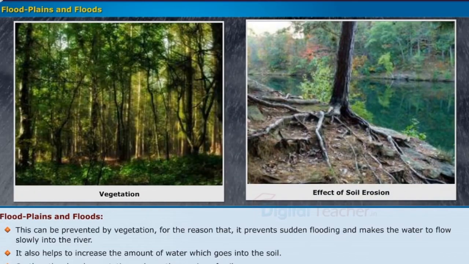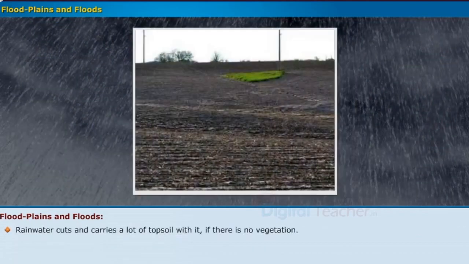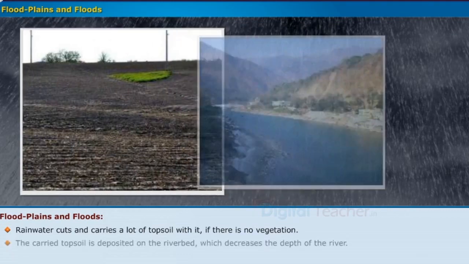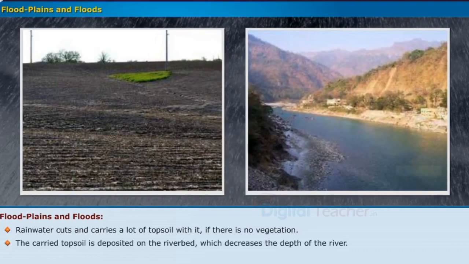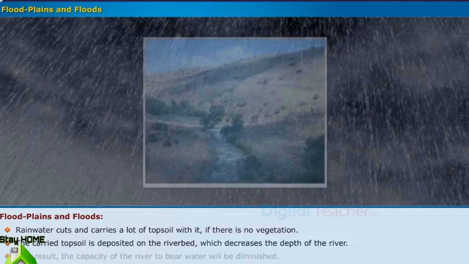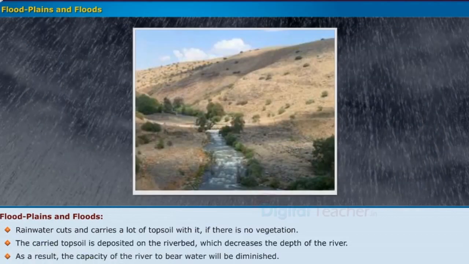On the other hand, vegetation reduces the erosion of soil. Rainwater cuts and carries a lot of topsoil with it. If there is no vegetation, the carried topsoil is deposited on the riverbed, which decreases the depth of the river. As a result, the capacity of the river to bear water will be diminished.